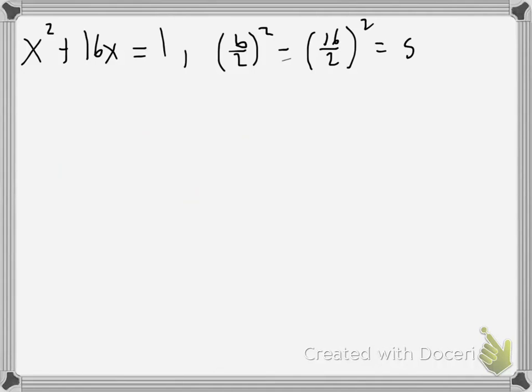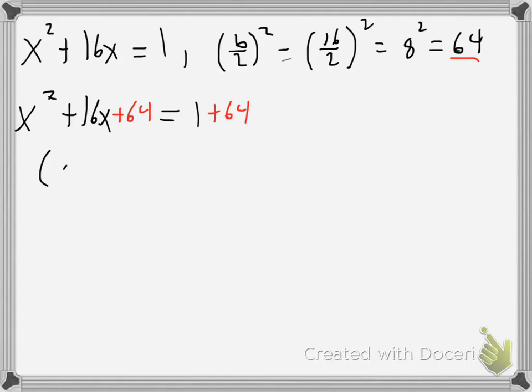Let's look at another example, very similar. X squared plus 16x equals 1. If you want to pause the video and try to do it, you can go ahead and do that. Again, the coefficient on the x squared is a 1, so we can go ahead and just jump right into finding b over 2 squared, which is 16 over 2 squared. Turns into 8 squared, which is 64. So we're going to add 64 to both sides of our equation. Anything we do to one side, we got to do to the other.